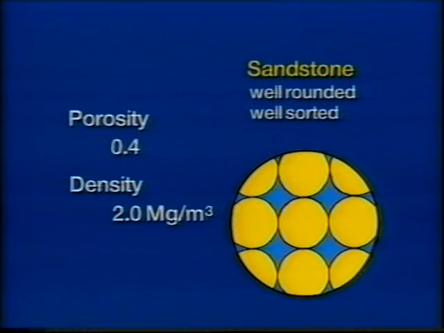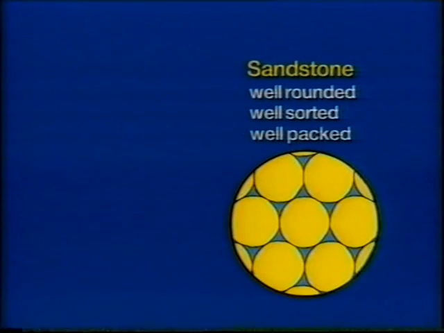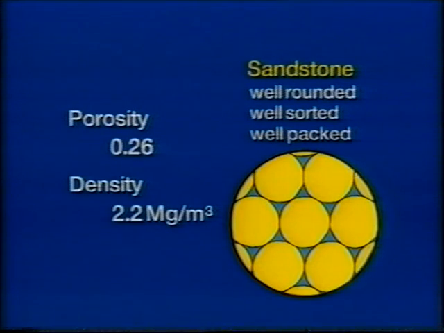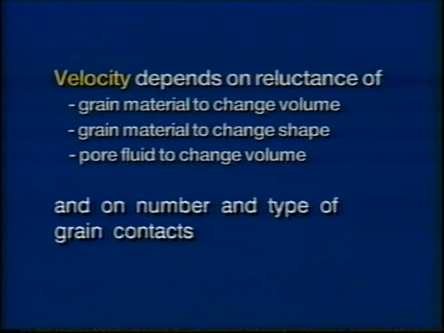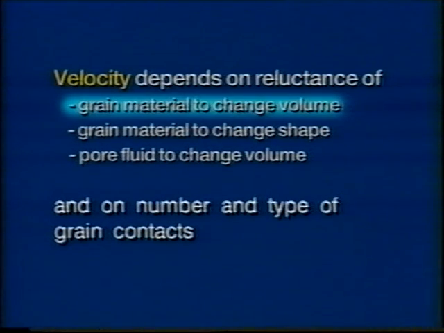To illustrate that last point, we can note that this cubic packing of spheres has just 6 contacts per grain, but it is an inefficient packing and unstable. In most real situations, it would soon flip to this more efficient packing, with a porosity of 26%, a density of 2.2, and 12 contacts per grain. Now, on any one grain, there are in 3D twice as many places where bulging is inhibited. Therefore, the balance of importance between the first 3 factors is changed. The velocity now depends more on the grain's resistance to change of volume, less on the resistance to change of shape, and less on the saturant.